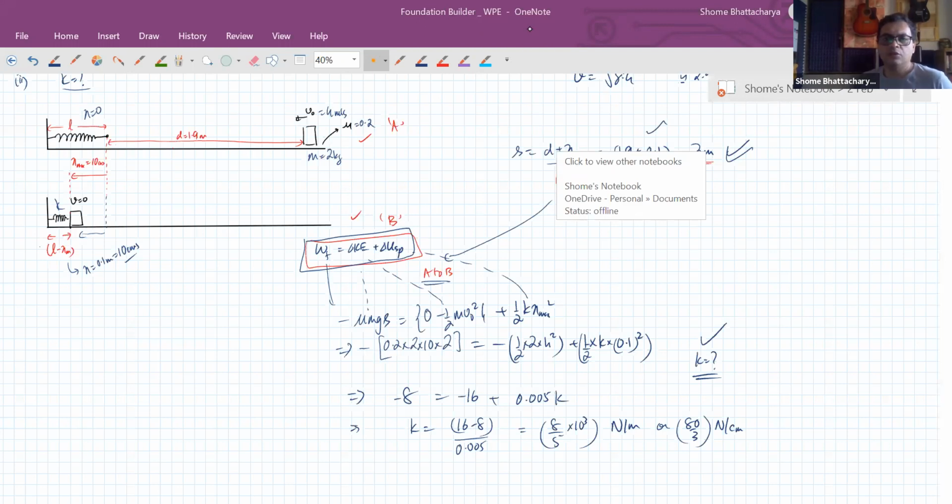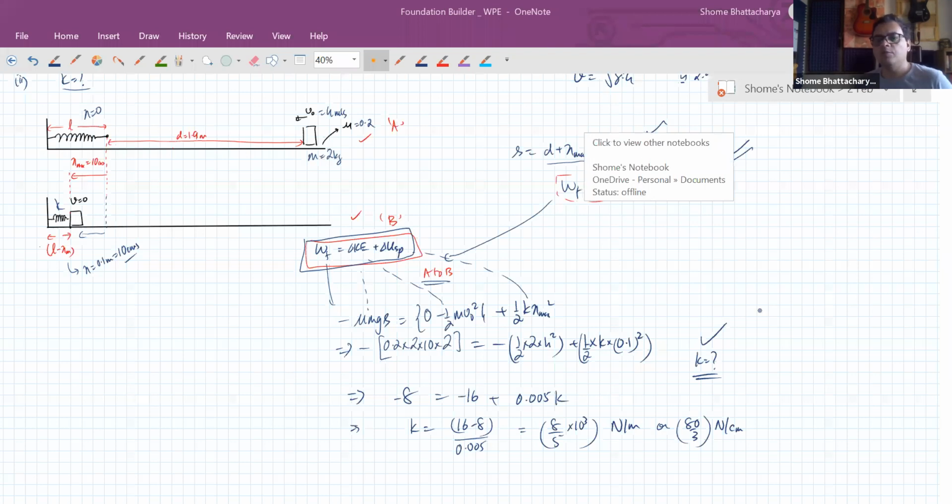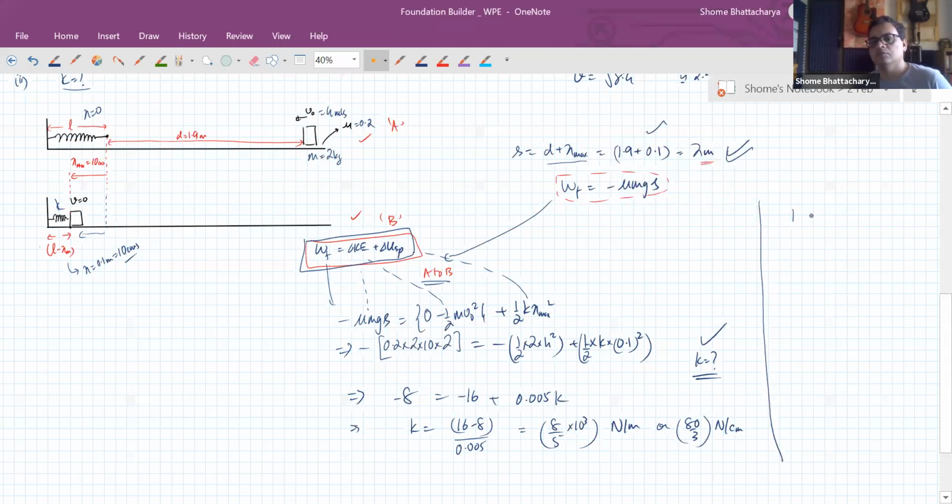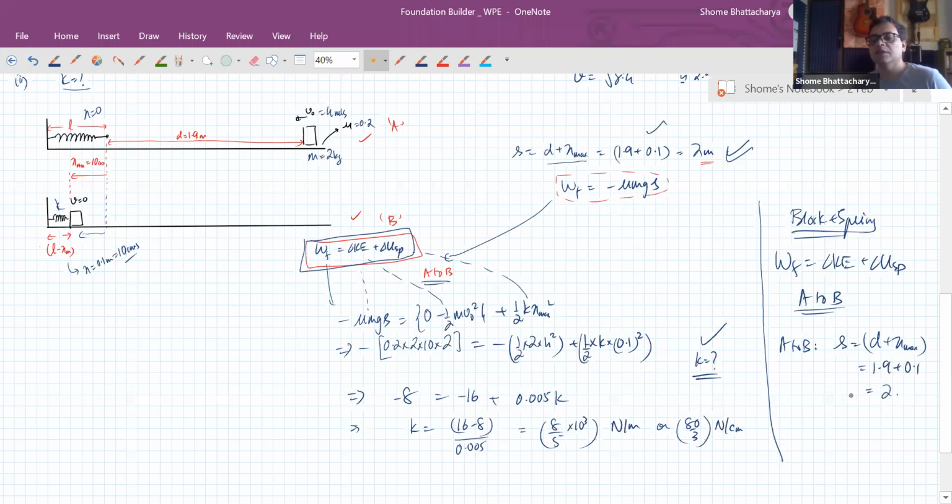Yeah, see, Ayush, how we are doing the last 4 steps now. See, for the block plus spring as a system, the work done by friction is change in kinetic energy plus change in potential energy from A to B. ठीक है? So A to B, पहली बात, my displacement is how much? It is the distance d plus the extension of this, sorry, the compression of the spring. So that is becoming 1.9 plus 0.1, so 2 meters. That is the displacement. So work done by friction is minus mu mg into this displacement. So that is how I've got the left hand side.